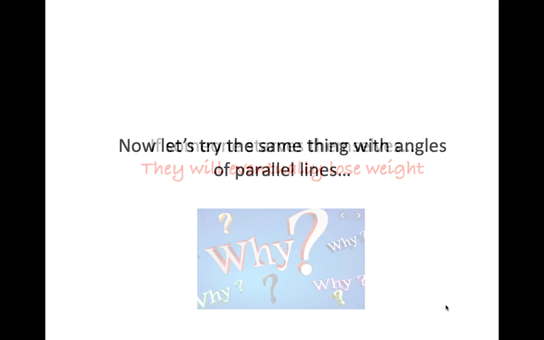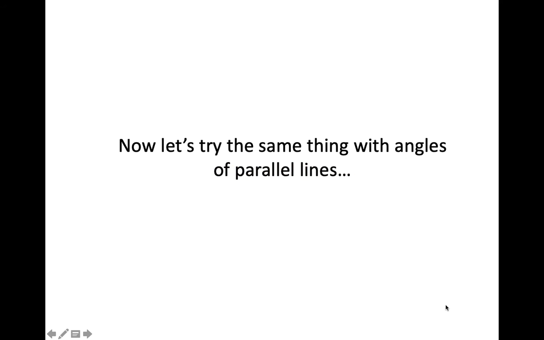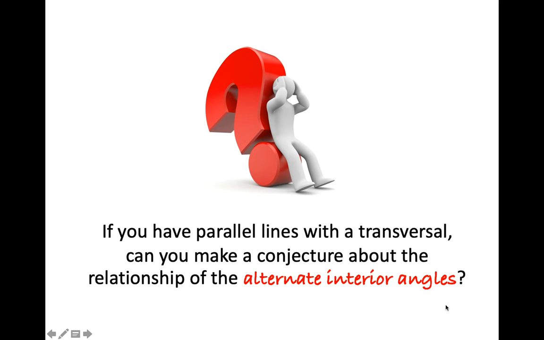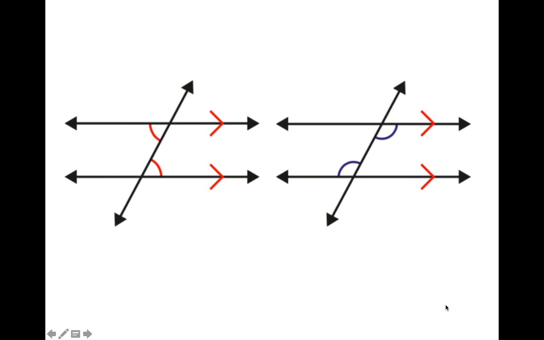So now let's take a look at how this works then with some angles of parallel lines. It's a bit of a jump, isn't it, to go from real life to the angles of parallel lines, but there you have it. So if I have a parallel line with a transversal, can you make a conjecture about the relationship of the alternate interior angles? Well, from last class, you know that alternate interior angles are equal.